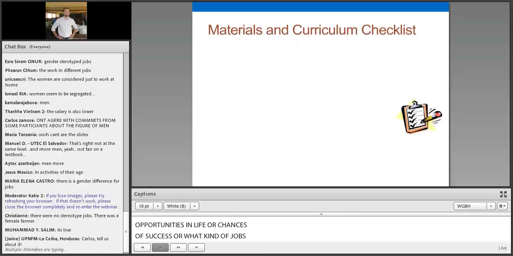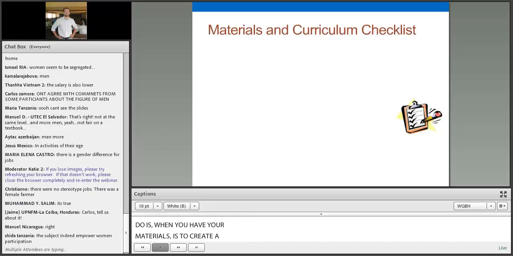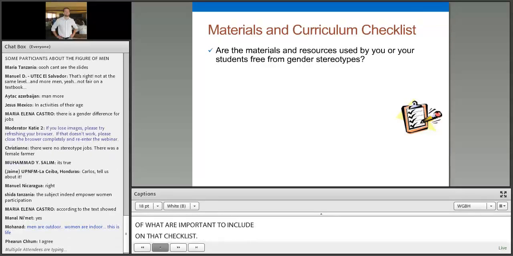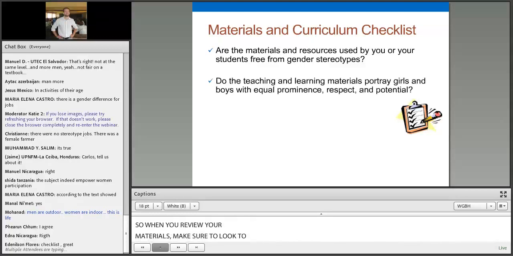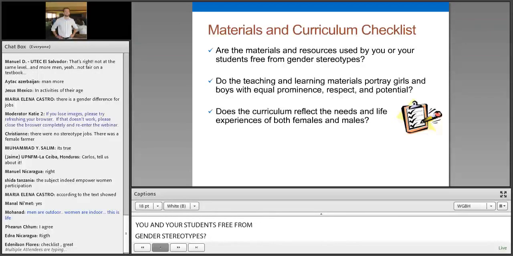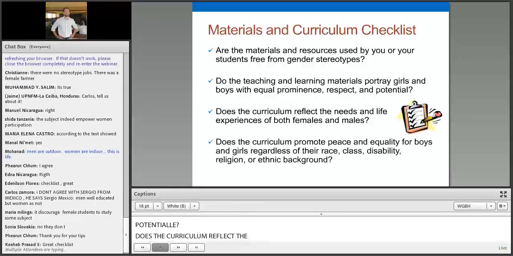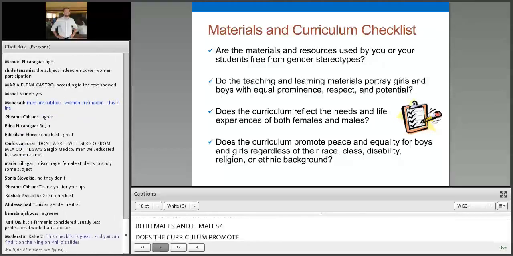So what I encourage everyone to do is when you have your materials, create a checklist and have a few ideas of what is important to include on that checklist. So when you review your materials, look to make sure: are the materials and resources used by you or your students free from gender stereotypes? Do the teaching and learning materials portray girls and boys with equal prominence, respect, and potential? Does the curriculum reflect the needs and life experiences of both males and females? And does the curriculum promote peace and equality for boys and girls regardless of their race, class, disability, religion, or ethnic background?